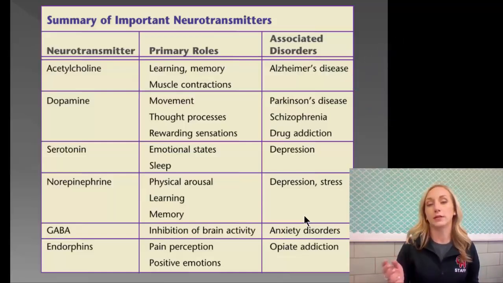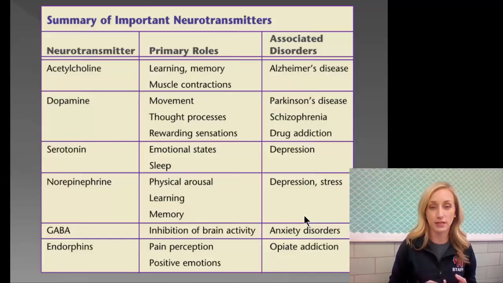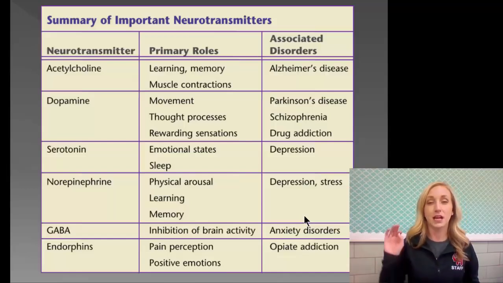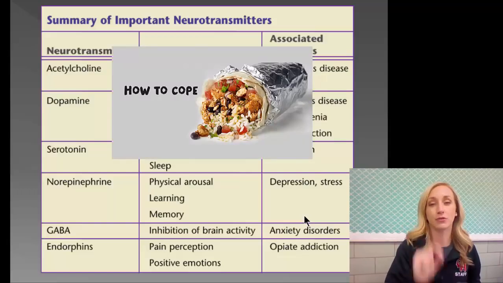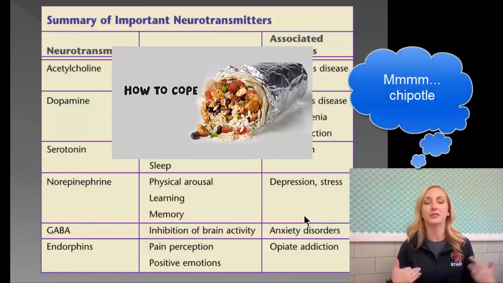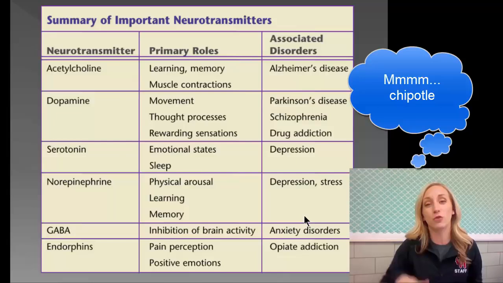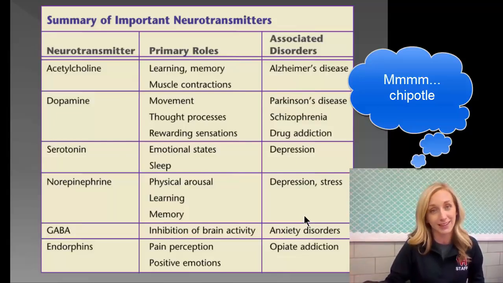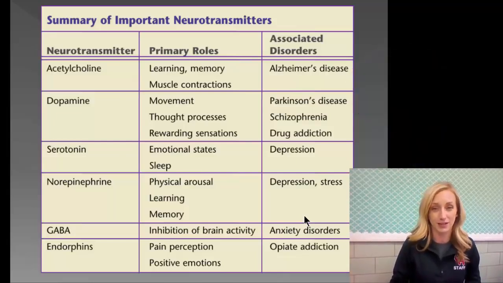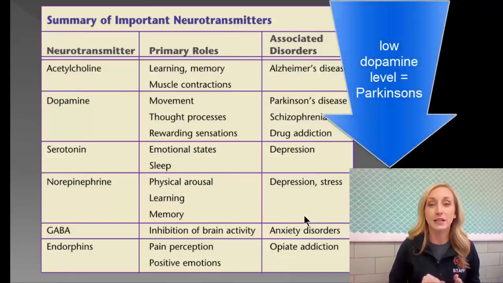It contributes, or its primary roles include movement, thought processes, but the big one is rewarding sensations. Every time you eat your favorite meal, you get a rush of dopamine and it just makes you feel so good and rewarding. Therefore, you are going to eat that favorite meal again because you got a rush of dopamine. Associated disorders include Parkinson's disease. You would have a lack of dopamine, too little dopamine with Parkinson's disease.